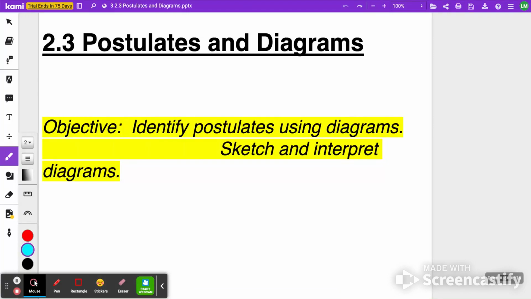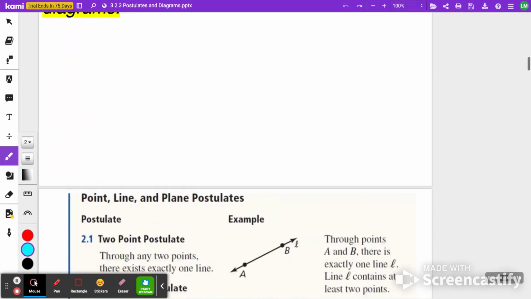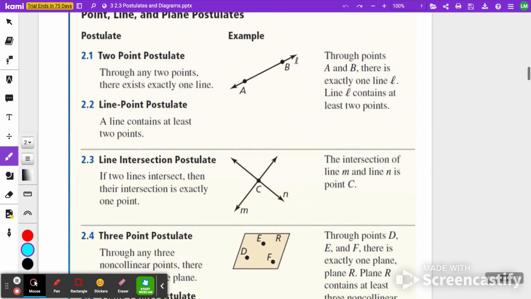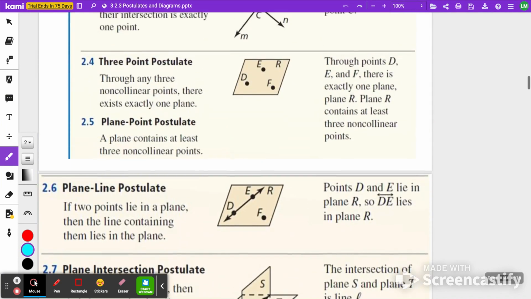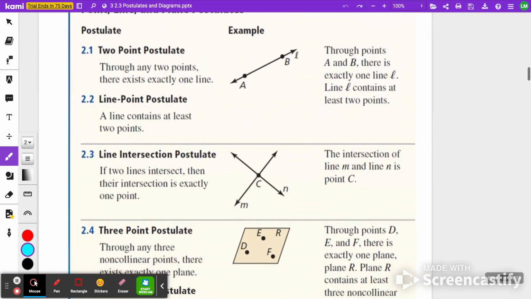Today we're looking at lesson 2.3, postulates and diagrams. What we're going to talk about are a few different postulates, like certain rules, and then we're also going to be able to sketch and interpret those diagrams. The first thing we're going to fill out in our notes are each of these point postulates. So we have 2.1 all the way down to 2.7, so we're just going to take our time and go through these. If you need to pause the video at any point in time to catch back up, you can, but let's go on and get started.